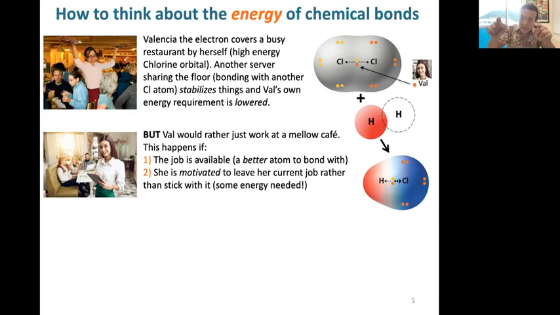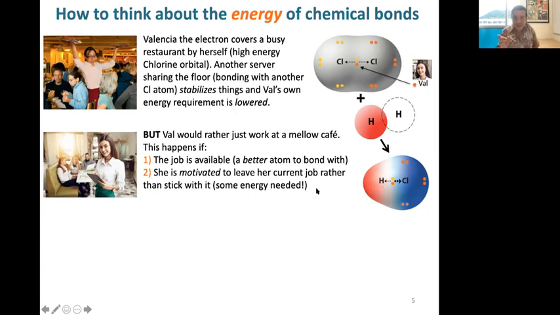So you've got to put some energy in just to break that chlorine bond in the first place, because otherwise it is stable. Just like Val in her original big restaurant job, right? The reason she doesn't want to leave, in a way, is because at least it's a stable job. This restaurant's not going anywhere, but she would rather be in a much lower energy state. Okay, and that's then represented by the formation of HCl.